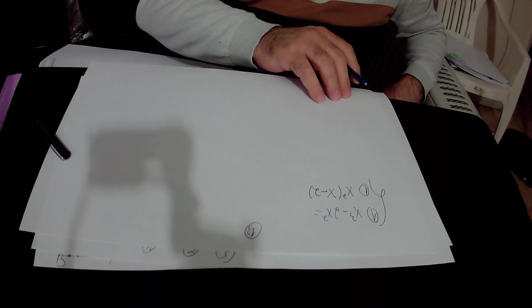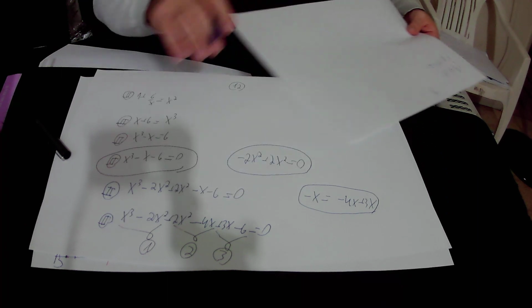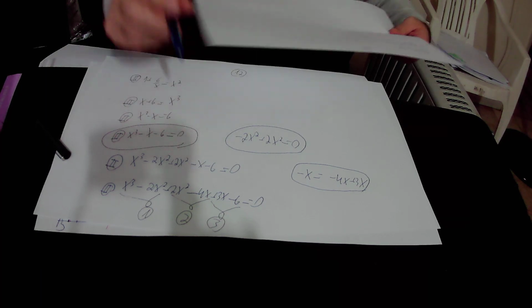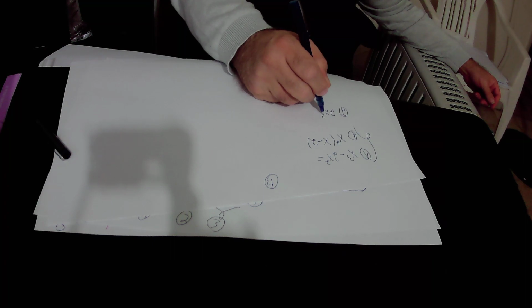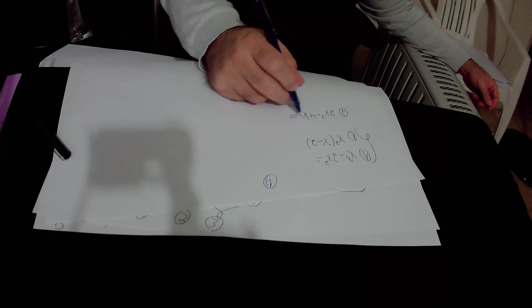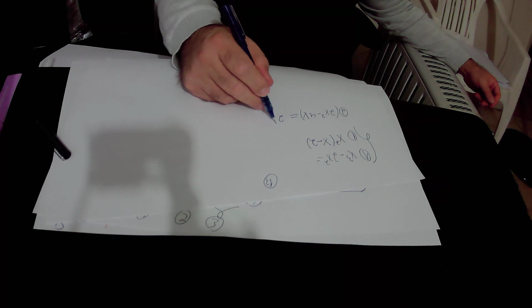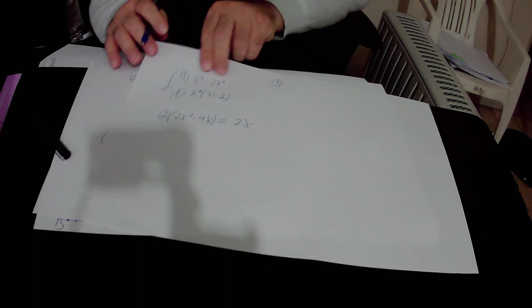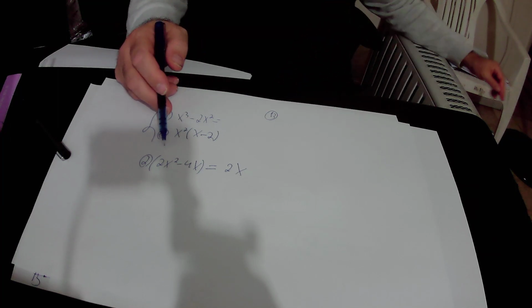Then we will do the same process for the second expression in equation number 2. The second expression is 2x squared minus 4x. Here we will take a common factor of 2x out of this expression.